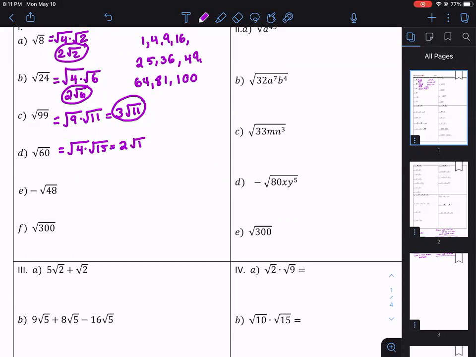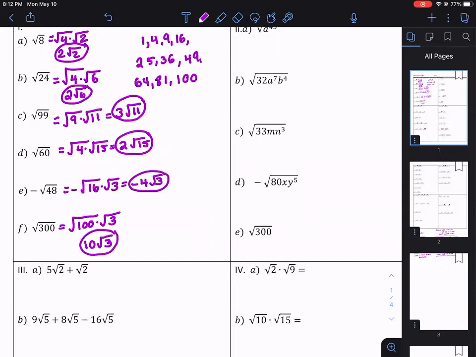Again, you'll start to see some repetition in your numbers, and you'll know that you are simplified if the radicand is not going to simplify any further. The definition of the radicand is the number that's underneath the radical. For the next one, the largest square would be 16. And we end up with -4, the square root of 3. And the last one, the largest square, this one should be pretty obvious, is 100. We end up with 10 times the square root of 3.